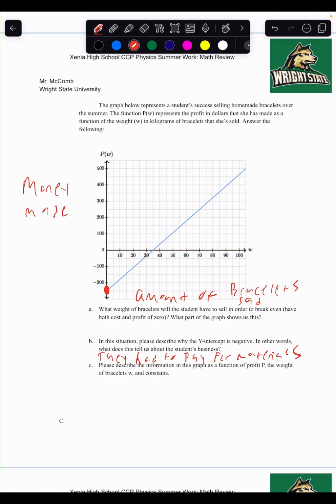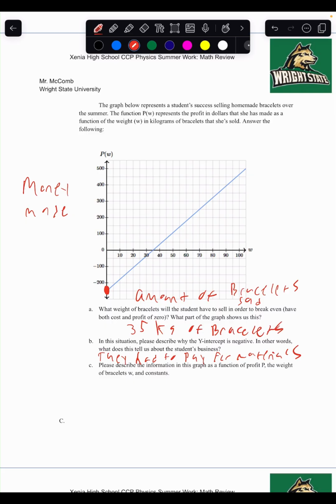But in this case, it's probably one person. Doesn't matter. So now, profit is 0. You've broken even once you've made back the money that you've spent. So here is where we break even. So that looks, I don't know, about maybe halfway between 30 and 40. Call it 35 kilograms of bracelets.